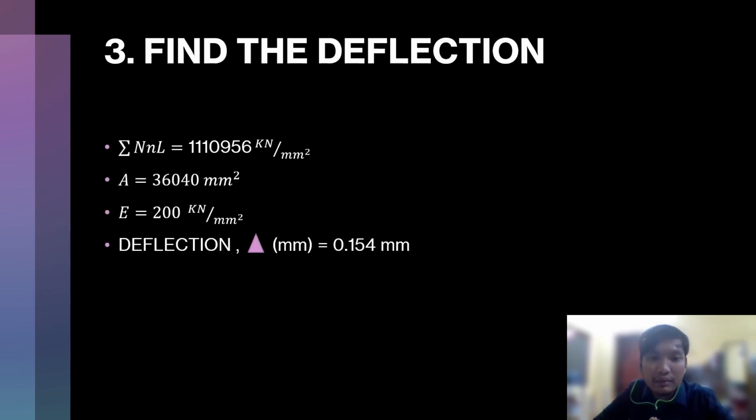After that, to find deflection, we got the sum of N and L is equal to 111,956 kN per millimeter square. The area is 36,040 millimeter square. The modulus of elasticity is 200 kN per millimeter square, and the deflection for these trusses is 0.154 millimeter. That's all for me.